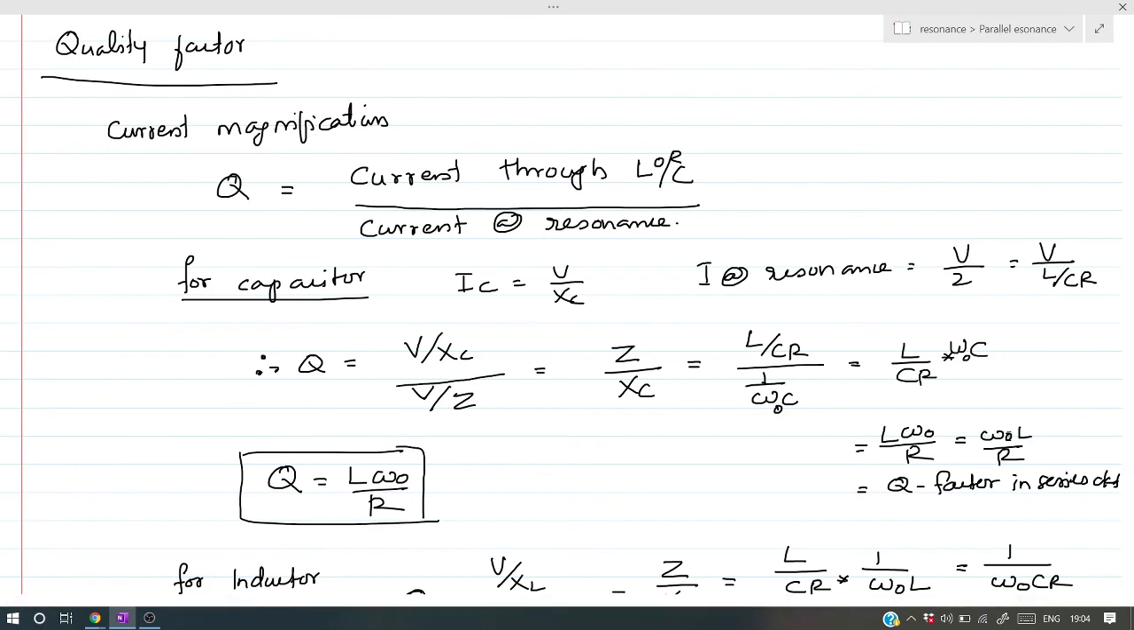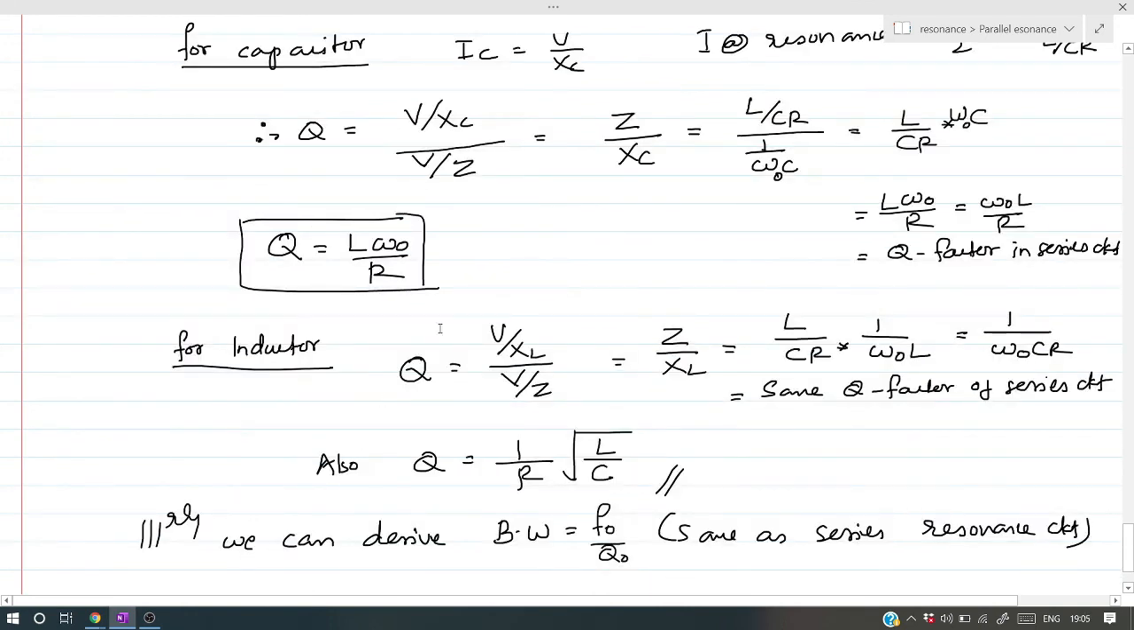which is exactly the same as the quality factor in the series resonance circuit. So the same expression is there for the quality factor corresponding to parallel and series resonance condition, that is omega 0 L by R. For the case of the inductor, quality factor is the current through the inductor upon the current at resonance. How to find the current through the inductor? V by XL. And current at resonance is V by Z. So Z divided by XL. Simplifying, we can obtain 1 by omega 0 CR, which is exactly equal to the same quality factor equation corresponding to series resonance condition. In a similar way, we can find the expression for quality factor in terms of circuit parameters as 1 by R into root L by C.